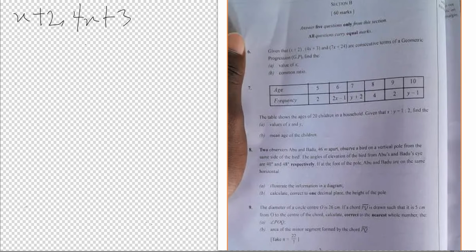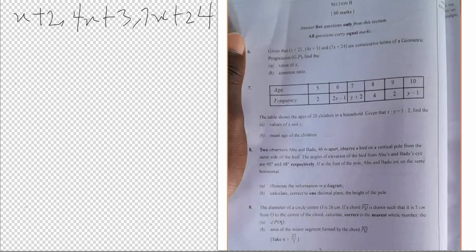So here we're looking at question 6, which says given x plus 2, 4x plus 3, and 7x plus 24 are the consecutive terms of a GP. Given that, let's write x plus 2. So we have x plus 2, then we also have 4x plus 3, and at the same time we have 7x plus 24. So they are the consecutive terms of a GP.